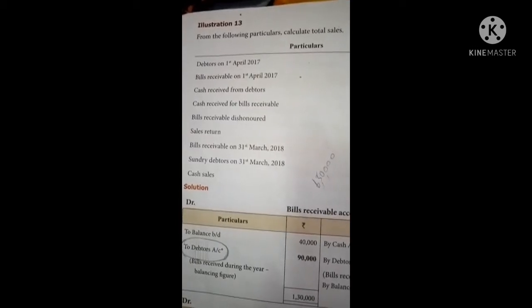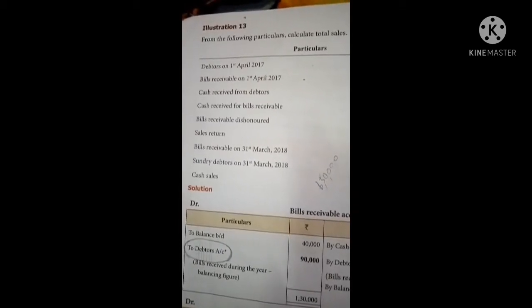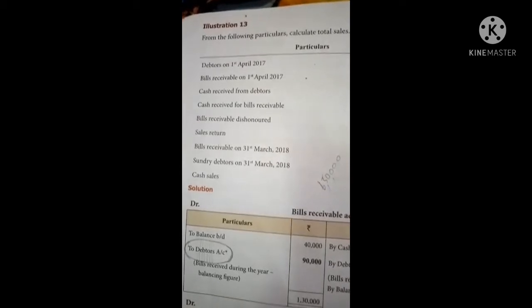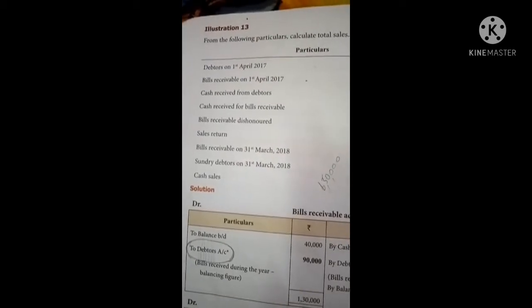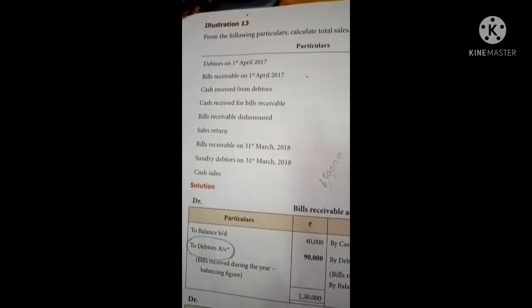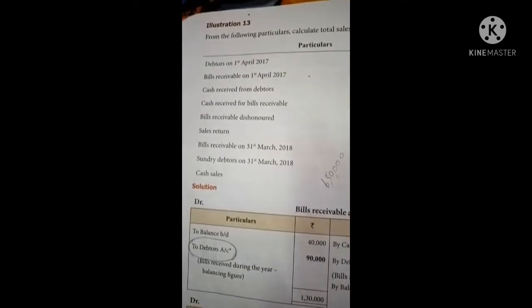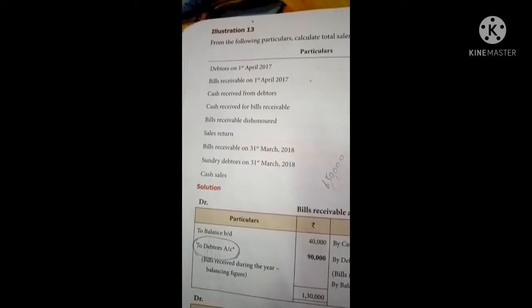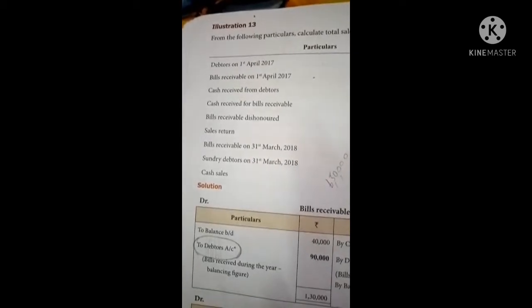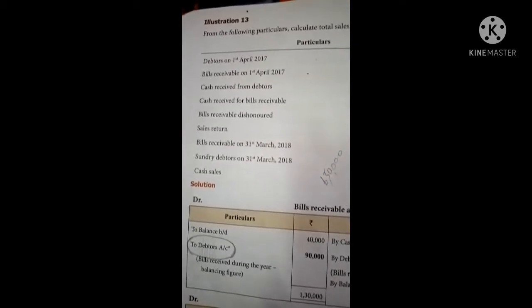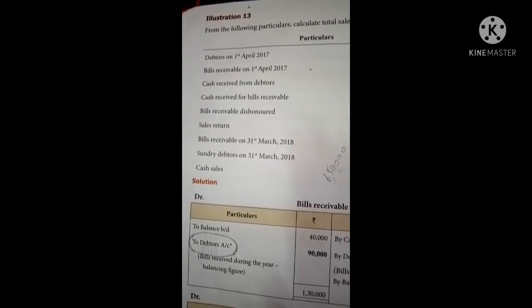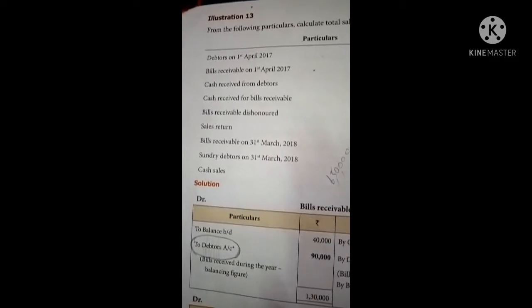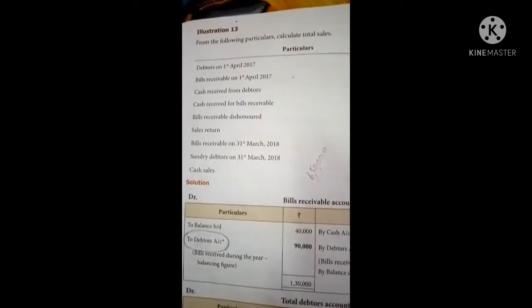The information given is: opening debtors, opening bills receivable balance, cash received from debtors, cash received for bills receivable dishonor, sales returns, bills receivable on 31st, that is closing bills receivable balance, debtors on 31st March, closing balance of debtors, and then cash sales. From this information they are asking to find out the total sales.